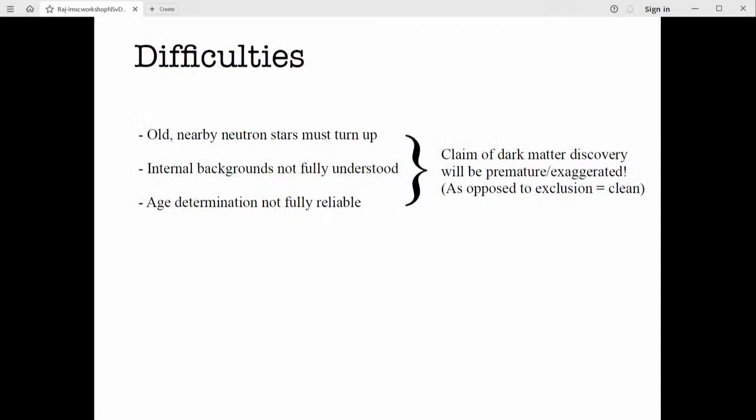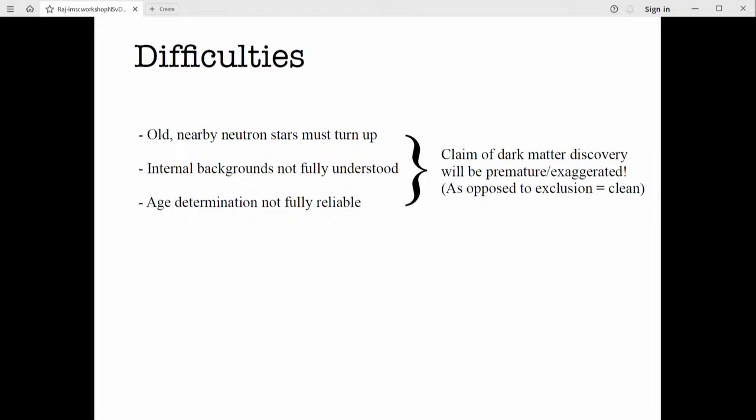Okay. So before I get ahead of myself, let me pause and go over the difficulties of this program again. All right. First of all, these old cold neutron stars must turn up in radio telescopes or infrared surveys, and lots of astronomers tell me by making back-of-the-envelope estimates that it is possible, but then they still have to turn up in nature, right?